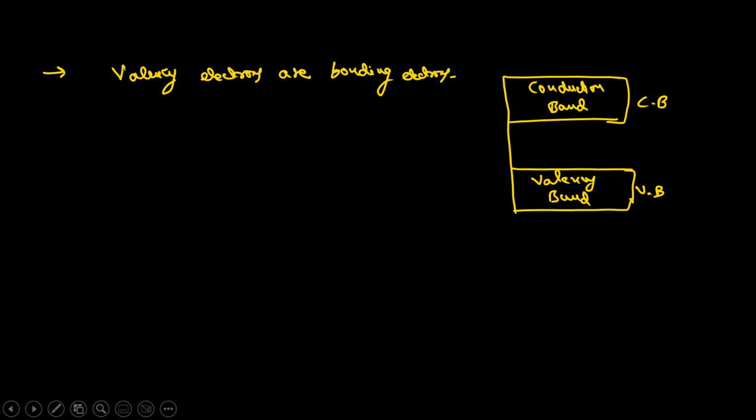If, due to some external energy, this bond breaks, then these electrons become free electrons. That means these electrons jump into the next level. That level is called the conduction band. So conduction band electrons are free electrons.